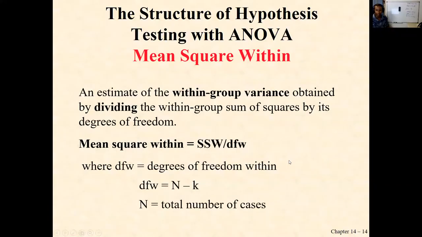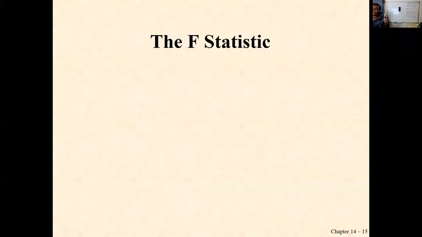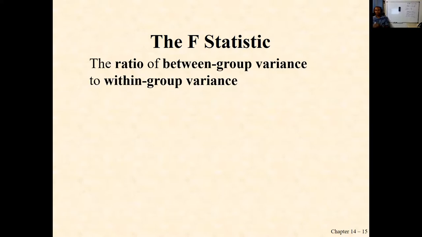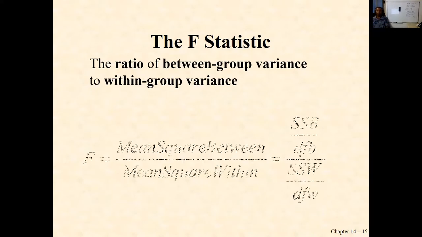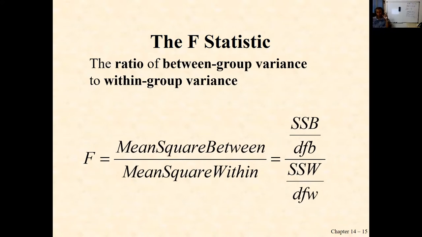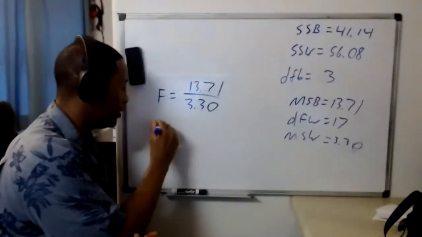Now that we have our MSB and our MSW, what we need to do is find our F statistic, also referred to as our F ratio, or our F obtained. Now, the F statistic is a ratio of between group variance to within group variance. Okay. So you're going to get your F ratio, or F obtained, by dividing our MSB, which is our mean square between, by our mean square within. Okay. So we already know that our mean square between is 13.71. Our mean square within is 3.30. So we can do this division and get our F ratio. So when we do this calculation, what is our F obtained, or F ratio?